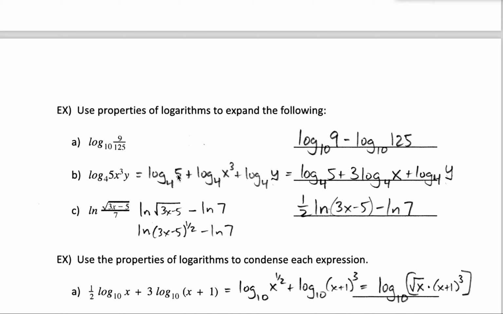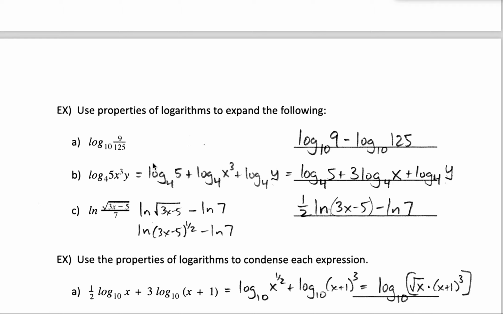So we got log base 4 of 5. We got log base 4 of x cubed. And we have log base 4 of y. One more step we can do to expand just slightly is this variable has an exponent, so we can also use that power property and take that exponent, move it to the front as a multiplier instead.